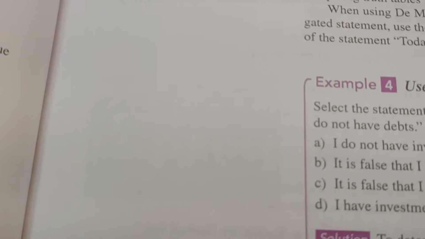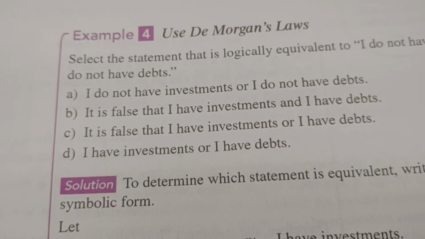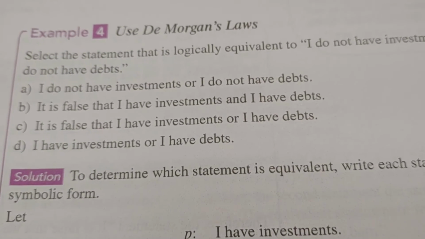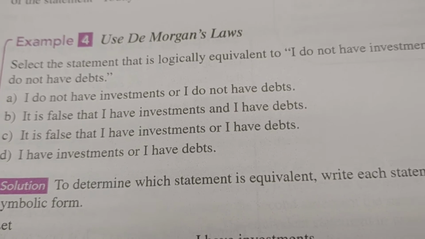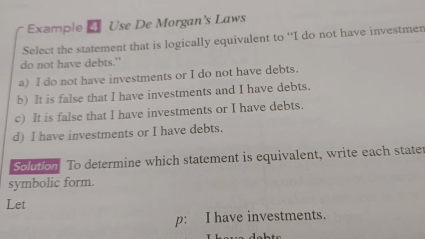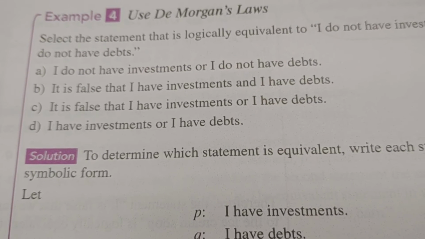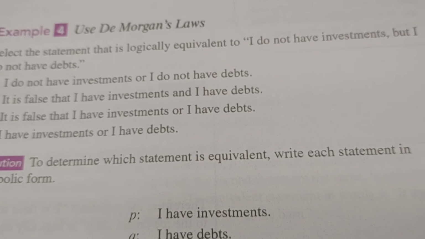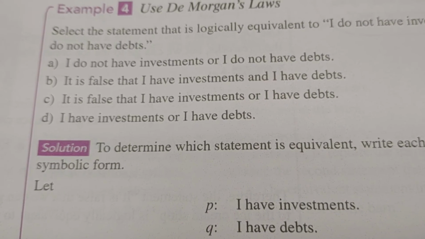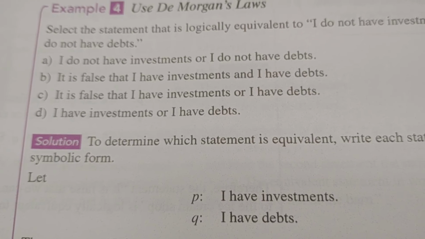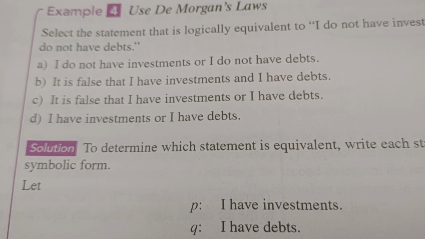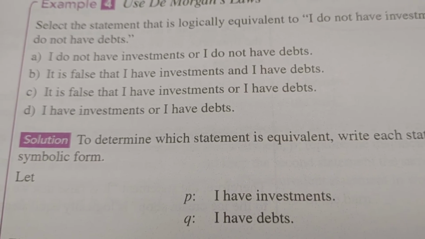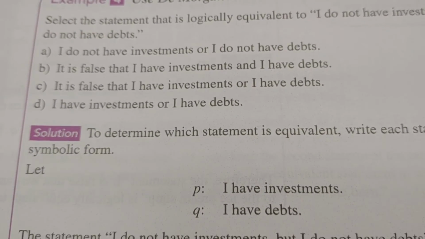On De Morgan's law, if you look at this, it says select the statement that is logically equivalent to: I do not have investments, but I do have debts. All right, so A says I do not have investments, or I do not have debts. B says it is false that I have investments and I have debts. C is it is false that I have investments or I have debts. Last one, I have investments or I have debts.